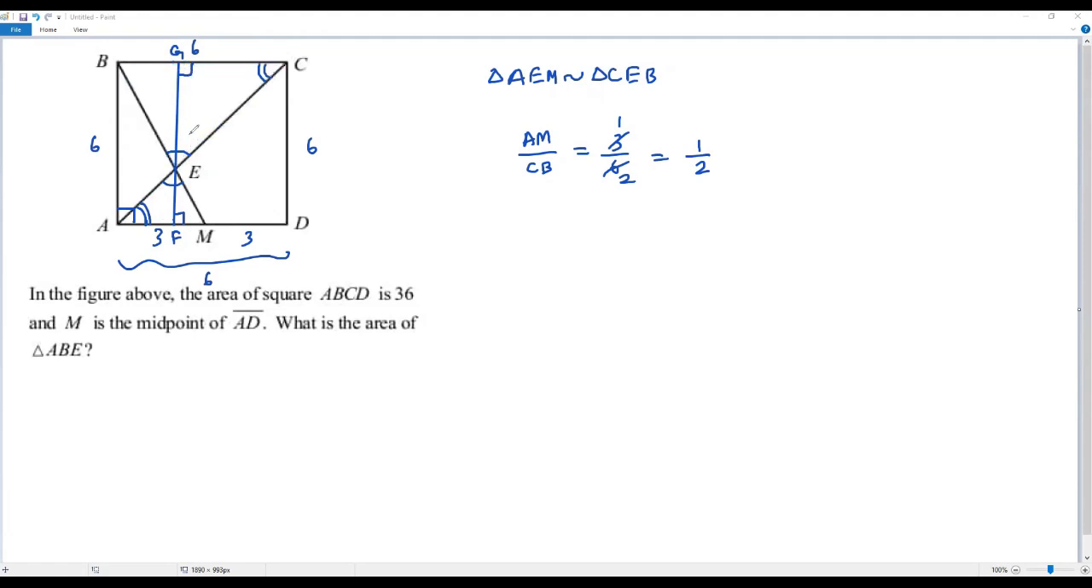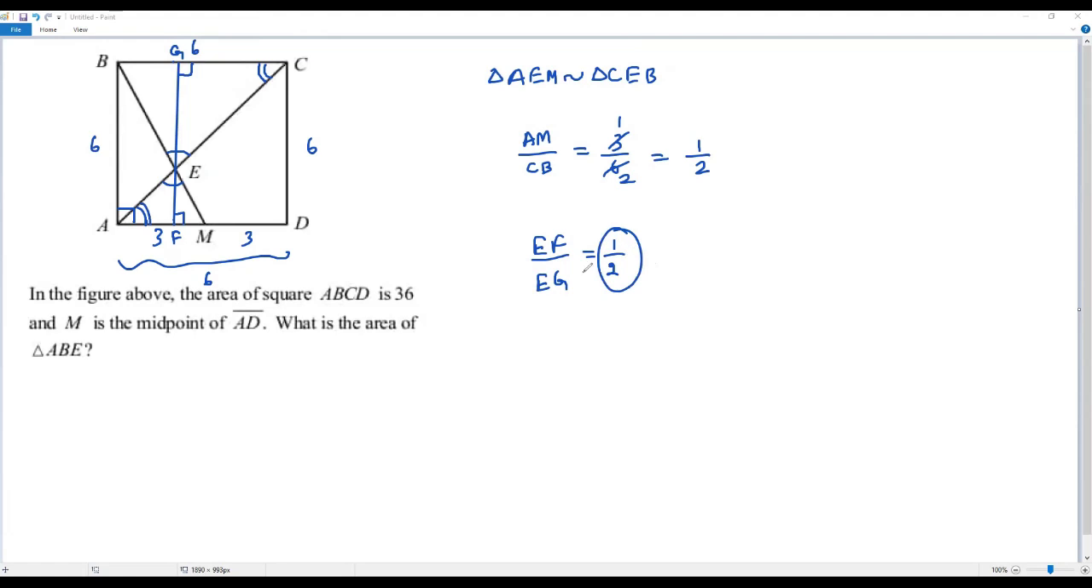In whatever ratio we have the corresponding sides of these two similar triangles, in the same ratio we'll have the heights of these two similar triangles. We know that the height of the first triangle is given by the line segment EF, and the height of the second triangle is given by the line segment EG. So EF over EG is the ratio of the heights of the two similar triangles. The same ratio we get for the corresponding sides, we have for this one as well. That is, EF over EG is equal to 1 over 2.